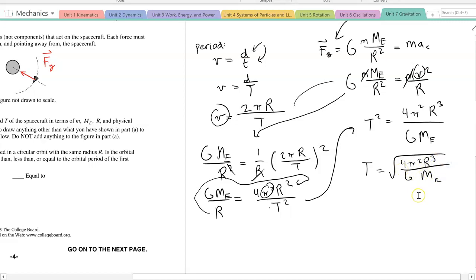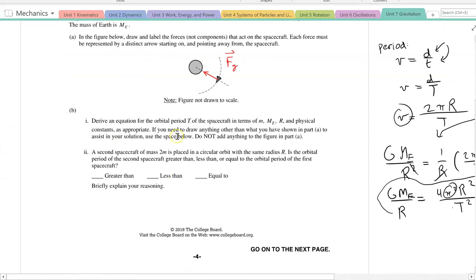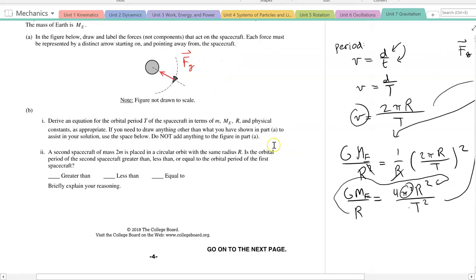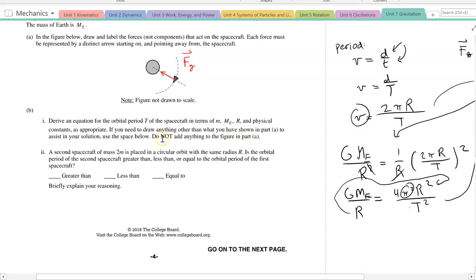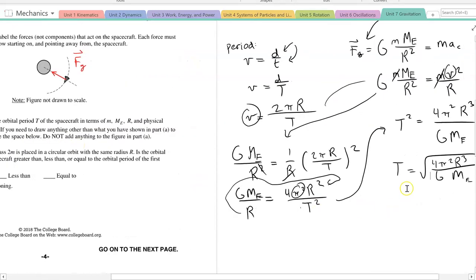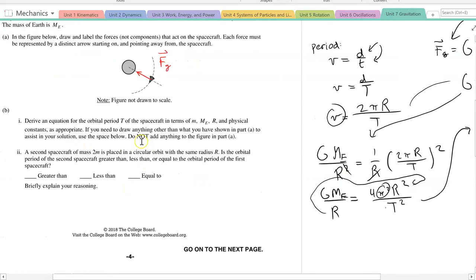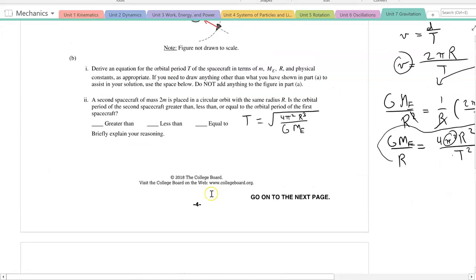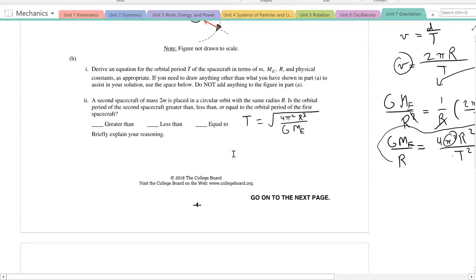And there we have an equation, or we derived an equation for orbital period in terms of the masses, the radius, and any physical constant, which is G, capital G, or big G. So now we move on to the second part. Copied what we found right here to answer the second part.